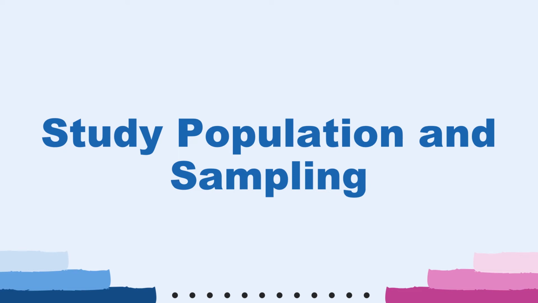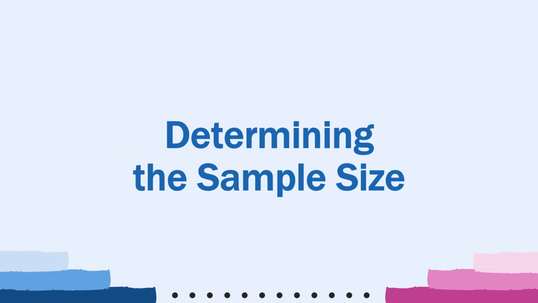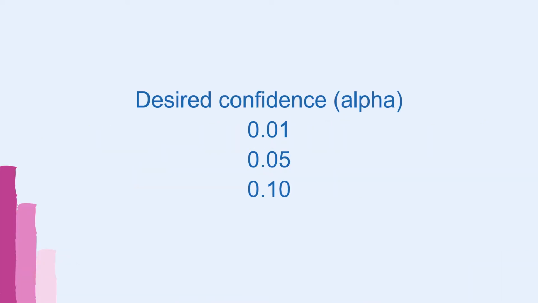This is the second part of your discussion on study population and sampling design. We're talking about determining the sample size. In determining the sample size, you need to determine the desired confidence or alpha level. Oftentimes, we call that the alpha level. This is the same as the margin of error that I mentioned earlier.